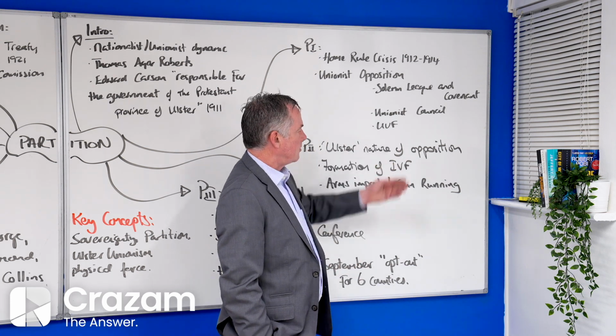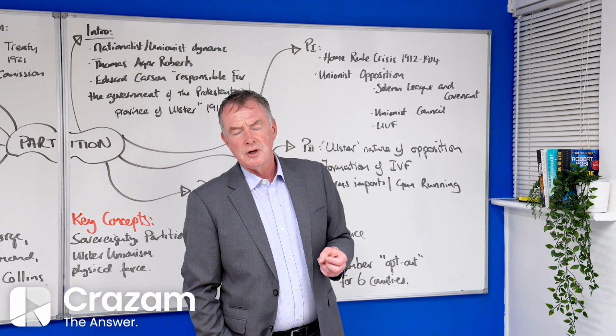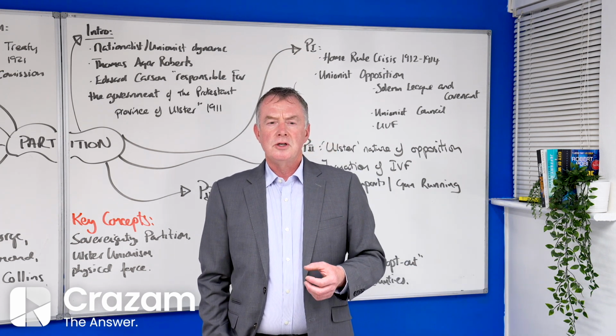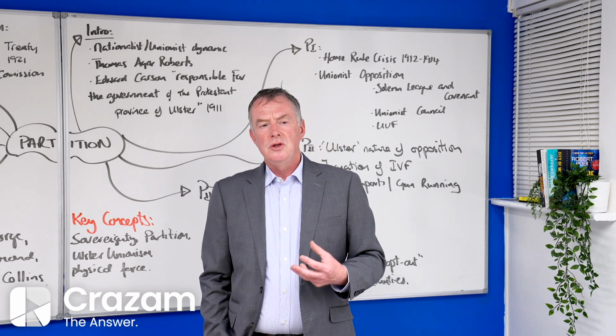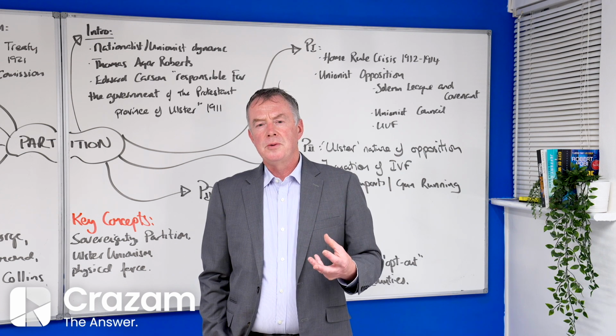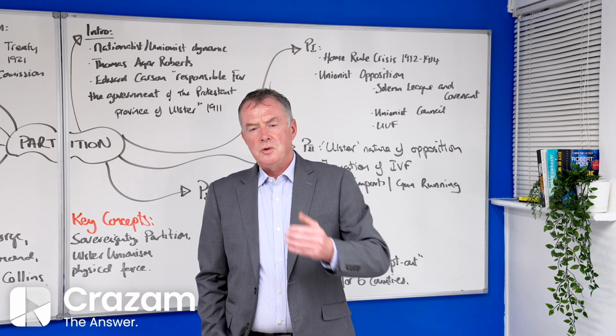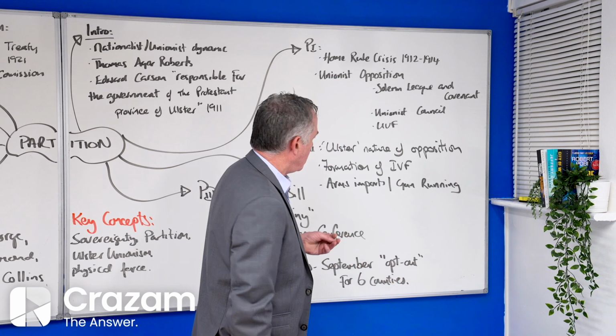And of course then we have the formation of the Ulster Volunteer Force. The Ulster Volunteer Force is key to understanding the pressure. This is a pressure group, okay, to put pressure on the British government to stop Home Rule.